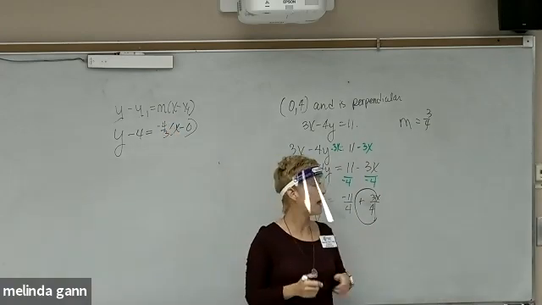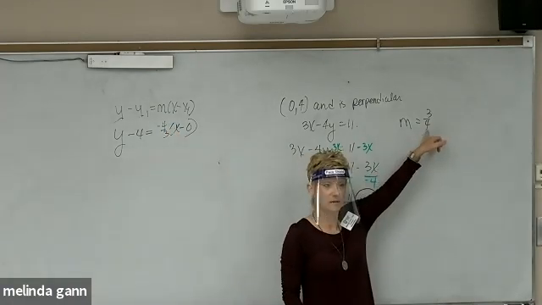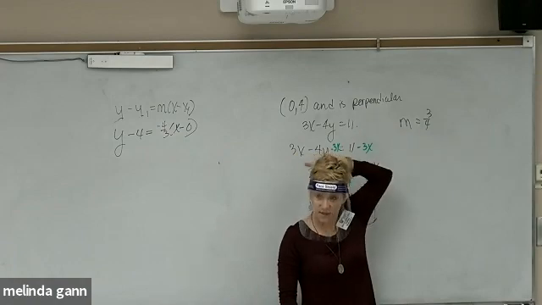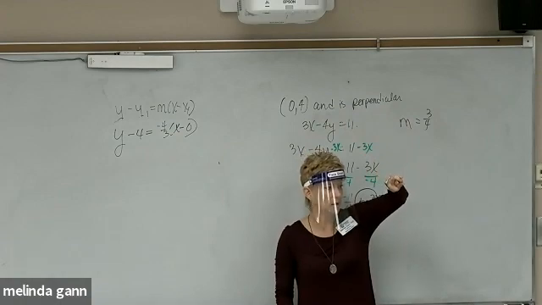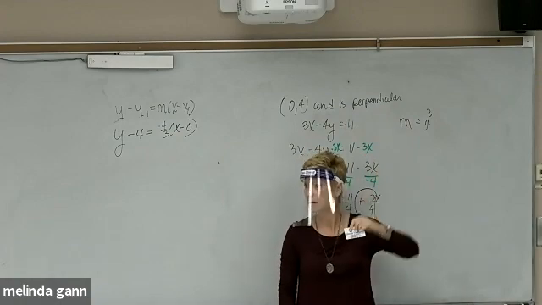Because with perpendicular lines, first of all, you have to change the sign. So if this one's positive, yours is negative. This one's negative, yours is positive. And then you have to do what to it? Flip it. You have to take the reciprocal of it.